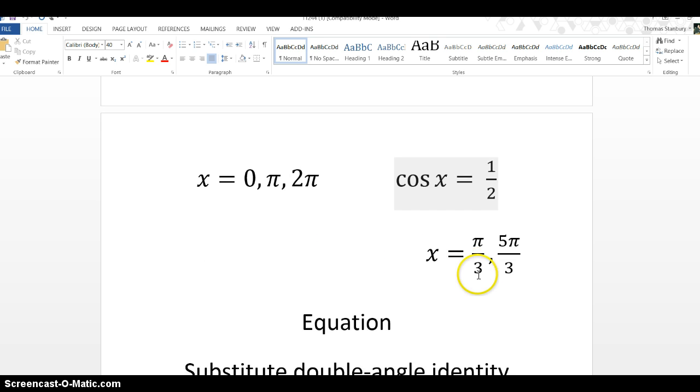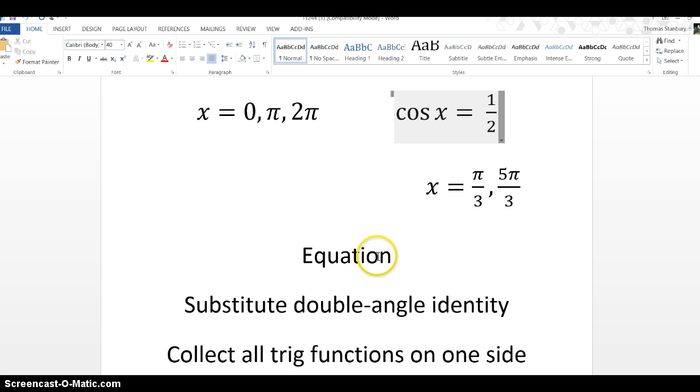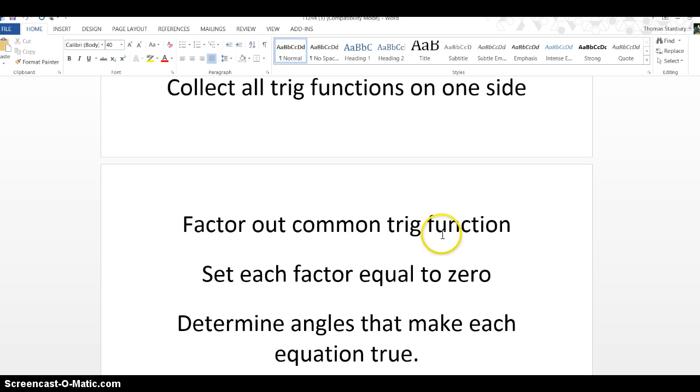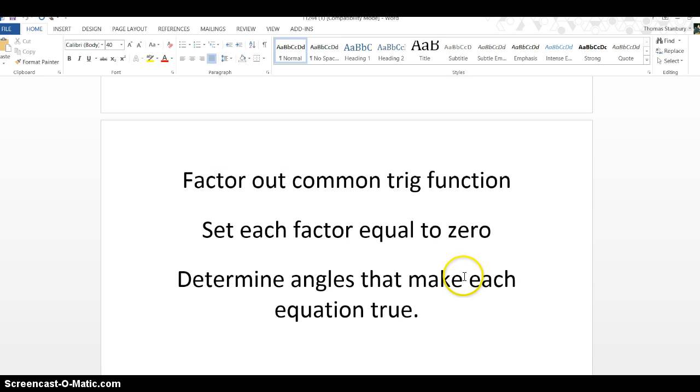All right, so what did we do? We had an equation, and we substituted the double angle identity for sine of 2x. We collected all trig functions on one side, factored out a common trig function, set each factor equal to 0, and determined the angles that make each equation true. All right, let's see what else we have.